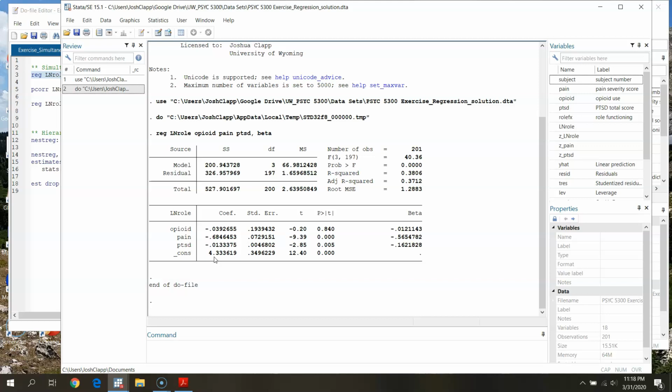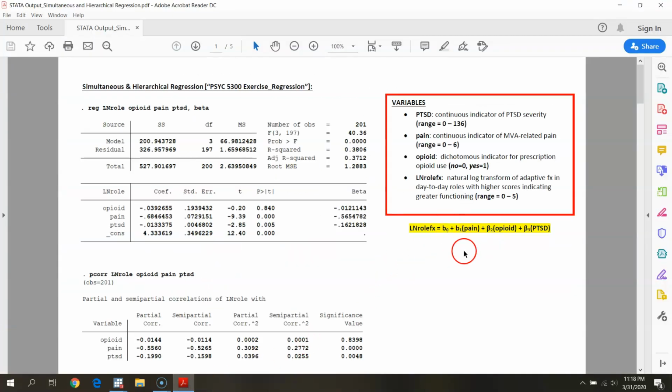Remember that your constant is going to be your expected value of y when all of your predictors are held constant at 0. Okay, if we pop up and take a look at our regression equation, we see that if we enter 0 for pain, 0 for opiate use, and 0 for PTSD, those all cancel out. What we're left with is just our intercept here, and that's going to be our expected value of our outcome when all of our predictors are held constant at 0.